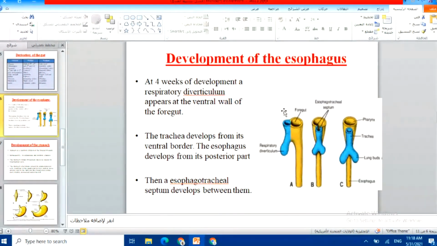We have the respiratory diverticulum. This is the foregut. From this one, the trachea will form. Look, this trachea will form, and from it the pharynx will develop. And whenever the pharynx forms, the esophagus will form. The septum between them will appear. The esophageal tracheal septum will develop between them.